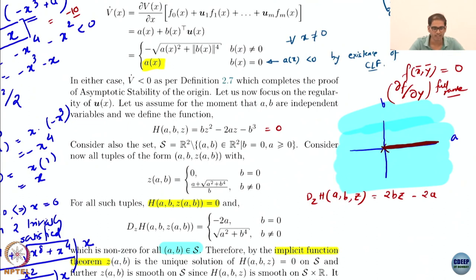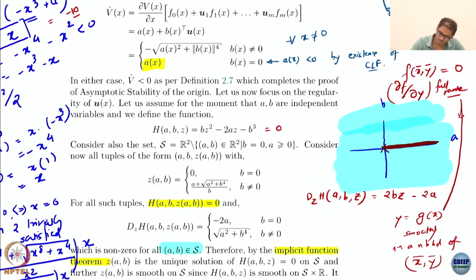f is not necessarily a scalar function, it could be a vector function. The implicit function theorem can be stated for a vector function. F is in general a vector valued function of two variables x and y. Again, different dimensions, not necessarily scalars. And if the partial of f with respect to the y variable is maximal rank, not full rank, then you can say that y can be written as a function of x smoothly in a neighborhood of (x bar, y bar).